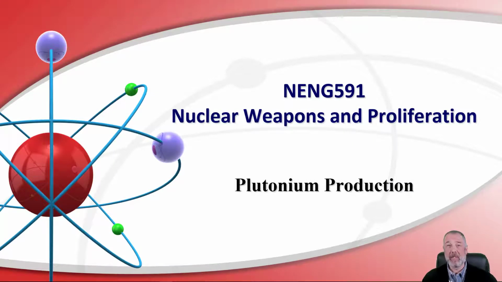In this lesson, we're going to take a look at the other special nuclear material that is of concern when we're talking about nuclear weapons, and that's plutonium. More specifically, we're going to talk about plutonium-239, but the other isotopes of plutonium are somewhat important.